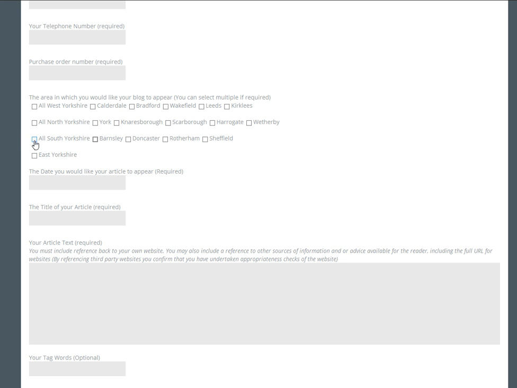So if you were a fire service and you were in South Yorkshire and you wanted to communicate your message with all the students in South Yorkshire, you would click All South Yorkshire. But equally, you may have an identified inequality in Rotherham that you want to tackle. So you only want to share your information with the students in Rotherham. So you would just identify Rotherham as being the area that you want to share your information with.